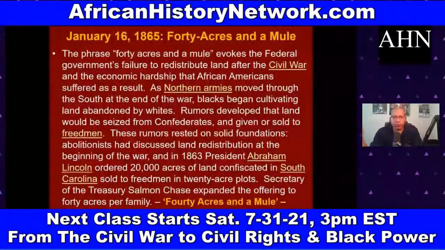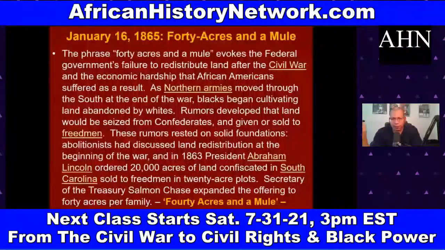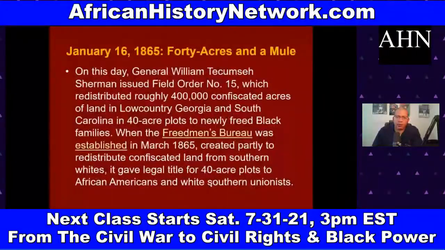Abolitionists had discussed land redistribution at the beginning of the war. And in 1863, President Abraham Lincoln ordered 20,000 acres of land confiscated in South Carolina, sold to freedmen in 20-acre plots. Secretary of the Treasury Salmon Chase expanded the offering to 40 acres per family. But what we're going to see is that this land is going to be taken back by President Andrew Johnson, who succeeded Lincoln, and Johnson is sympathetic to the Confederacy and the South.